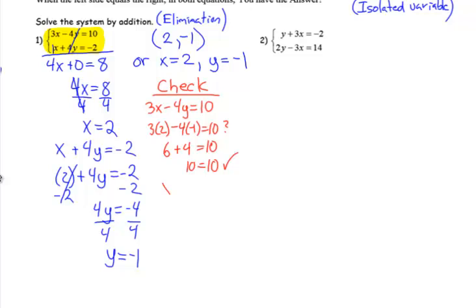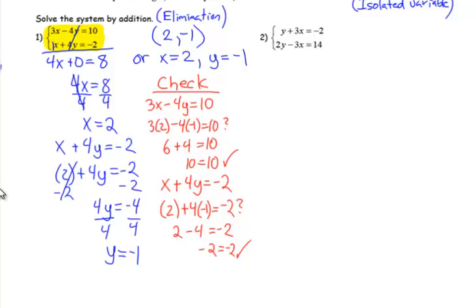It has to work in both. So x plus 4y equals -2. That's the second equation. So when we substitute here, we get 2 plus 4 times -1. Does that equal -2? So 2 minus 4, does that equal -2? -2 equals -2. And it checks out in both of them.